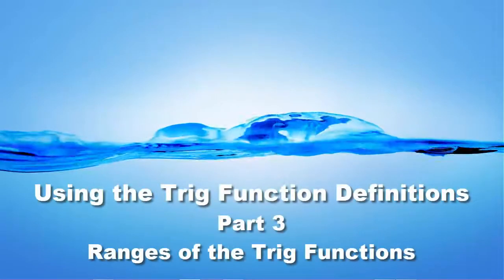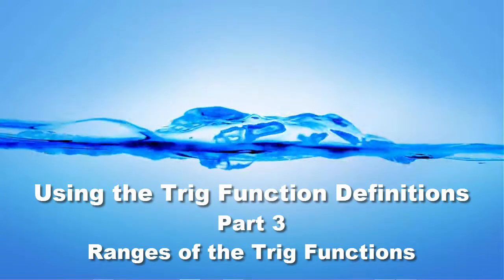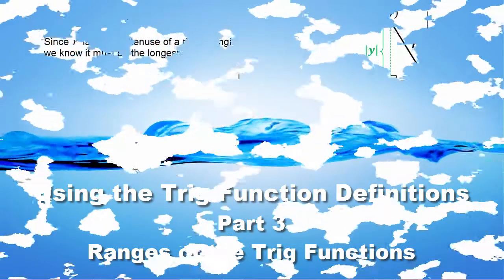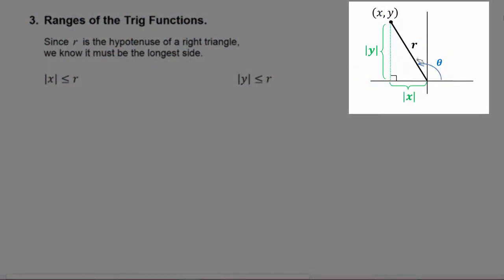In part 3 of our lesson on using the trig function definitions, you're going to learn how to find the ranges of the trig functions. If we consider theta to be an angle in standard position, we know the length of the terminal side is r. Now from this point, x, y, we're going to drop a perpendicular so we get this right triangle.